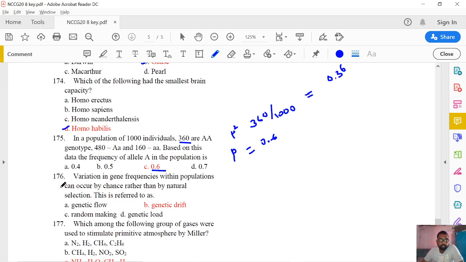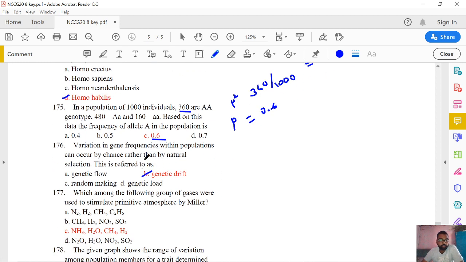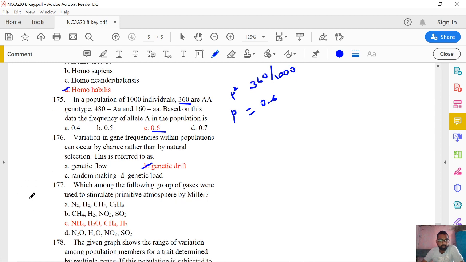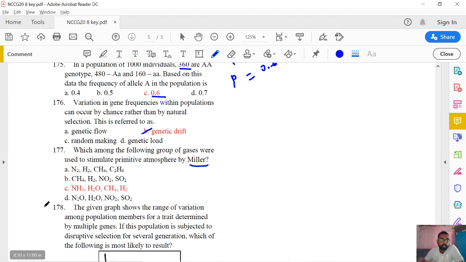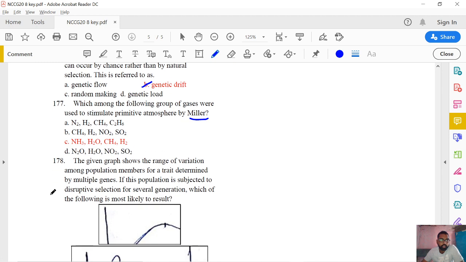Variation in gene frequencies within the population can occur by chance rather than by natural selection. This is referred to as genetic drift. This one is directly from the NCERT only. You can just go through it. Which among the following group of gases were used to simulate the primitive atmosphere by Miller? So Miller and Urey in their experiments used these gases, that is ammonia, water vapor, methane and H2 gas.